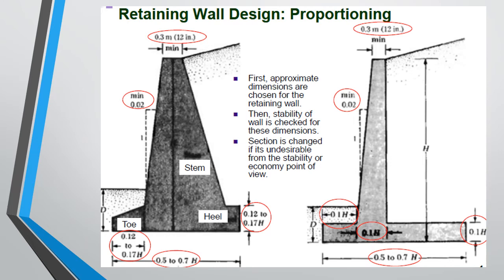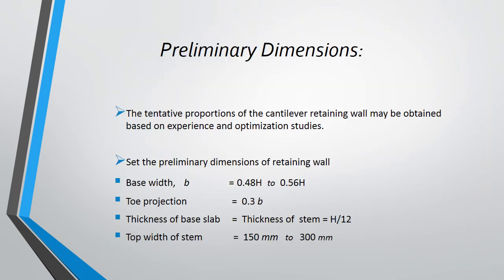And now here you can see the proportioning of retaining wall. Approximate dimensions are chosen in the retaining wall, and the stability is checked. The section is changed if it is undesirable from the stability or economy point of view. Preliminary dimensions. The tentative proportions of cantilever retaining wall may be obtained based on experience and optimization studies.